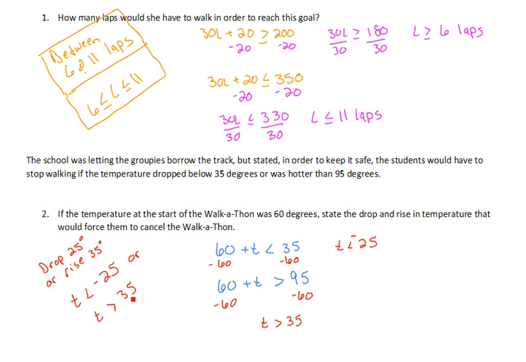So here's our other compound inequality. Here we said and, our laps were greater than or equal to 6 and less than or equal to 11. Here we say or. Our temperature has to be a drop of less than negative 25 or an increase of 35. So 2 different types of compound inequalities, an and statement and an or statement. And we are going to look at both of them in this section.